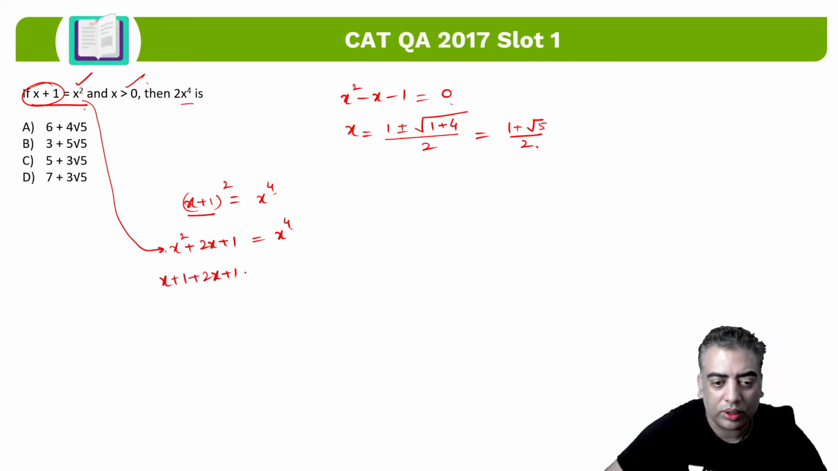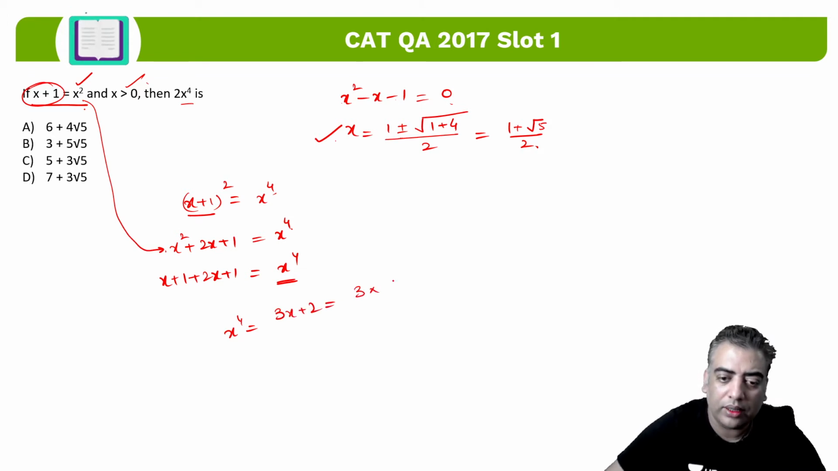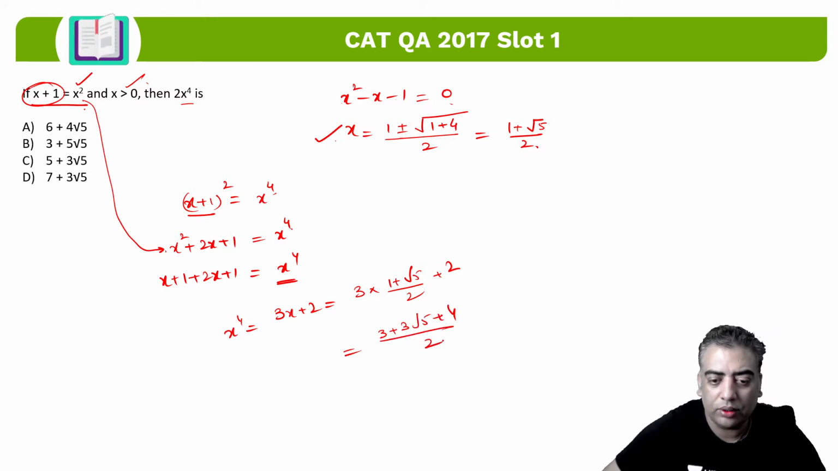That will make our calculation very easy, which enables us to calculate the value of x raised to power 4, because we have already calculated the value of x. It is 3x plus 2. Substitute the value of x here, which is 1 plus root 5 by 2. On taking LCM of 2, it becomes 3 plus 3 root 5 plus 4 divided by 2, which is equivalent to 4 plus 3 will be 7, and it is 3 root 5.